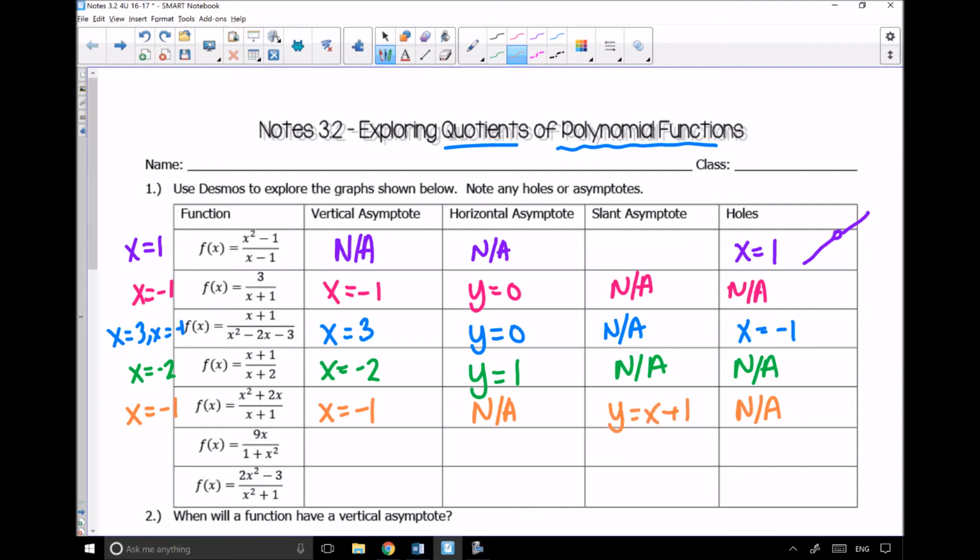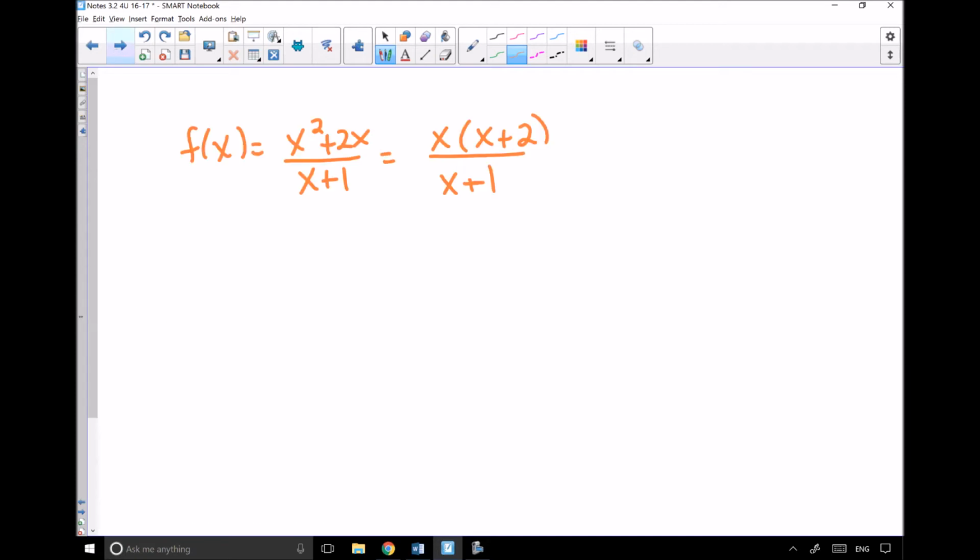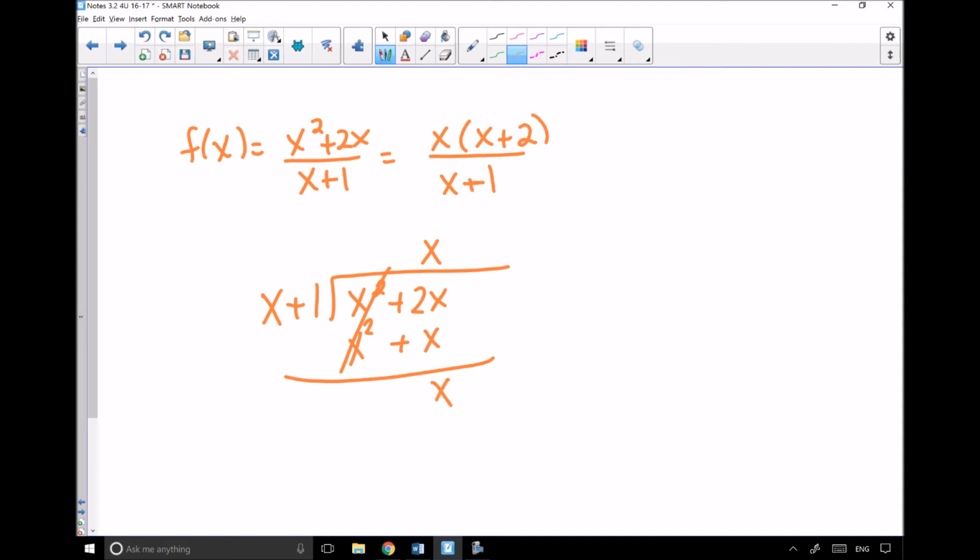Okay? Now the question is, how did I get that? Well, it comes down to my long division again. So let's go ahead and do our long division. I'm going to see how many times x plus 1 can go into x squared plus 2x. Well, x goes into x squared x times. X times x is x squared. X times 1 is x. When I subtract these, my x squareds cancel. 2x minus x is x.